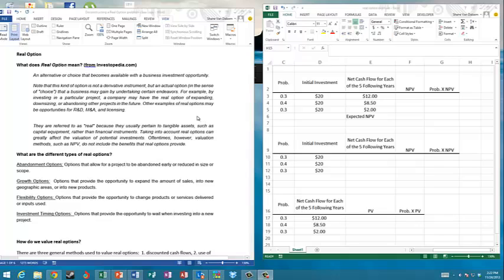There's four kinds of real options that we'll talk about. The first is an abandonment option, and this is an option that allows for a project to be abandoned early or reduced in size or scope. So an example of this might be a gold mine. The reason why a company may want to have the opportunity to abandon mining in a drill mine or reduce that mining is because the price of gold may fall, and so it may not be worthwhile anymore.